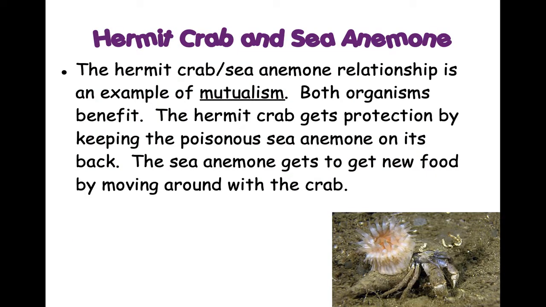And one more example here, we have a hermit crab and a sea anemone. The hermit crab and the sea anemone are mutualistic, so they help each other. The hermit crab gets extra protection by having a poisonous sea anemone on its back, whereas the sea anemone gets to move around with it, so it has a nice safe place, and also it gets extra plankton whenever it gets to move around and stuff like that.